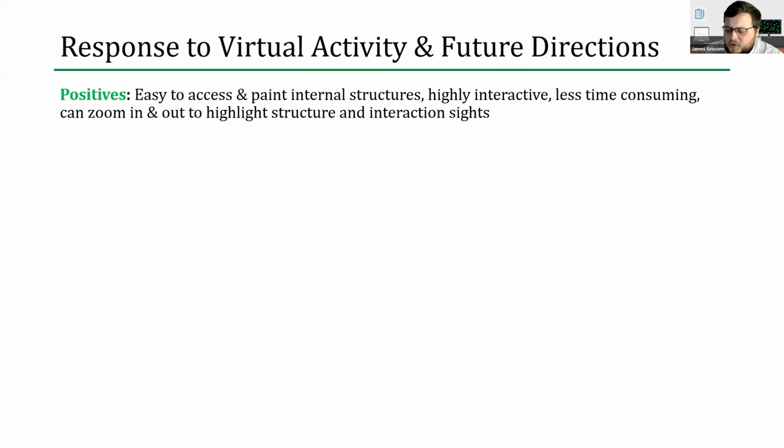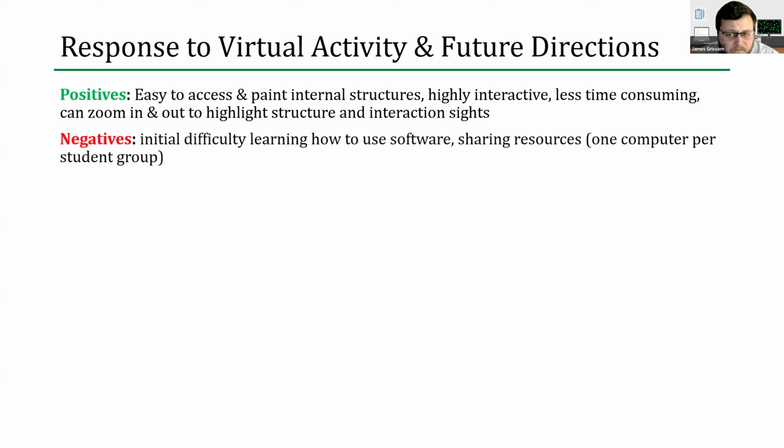And so this is a lot easier to do virtually than with physical models because virtually you can keep zooming in. If you have a physical model, you can only hold it so close to your face to see it. So there are only 2 main negatives with this virtual reality that we've seen. The first is that it is a little difficult at first to learn how to use the Paint 3D software.